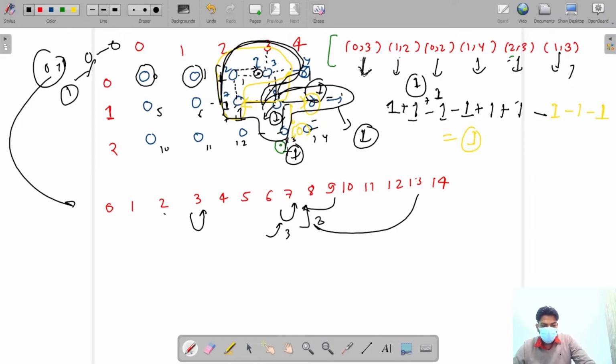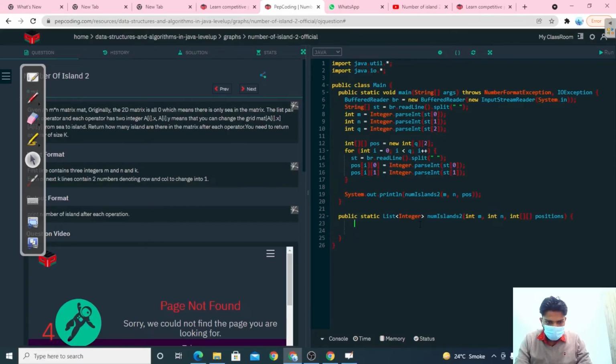So I'm going to code it. So how? Initially we have to put a base case. What is our base case? If n is less than or equal to 0, and parallelly if m is less than or equal to 0. If n is less than or equal to 0 and m is also less than or equal to 0, in this condition we have to just return the result.